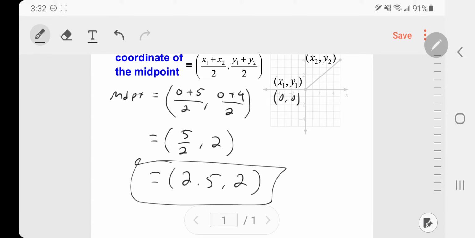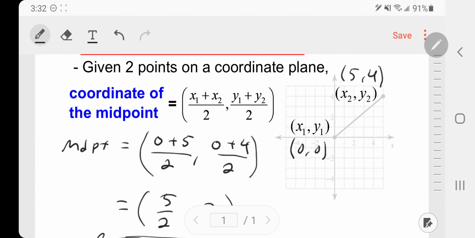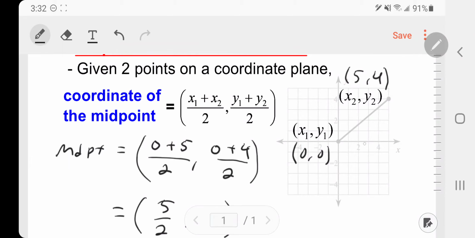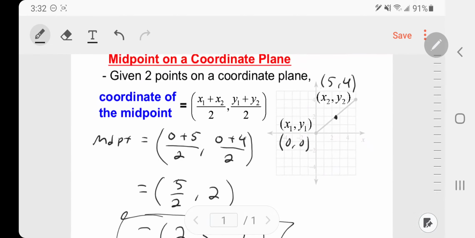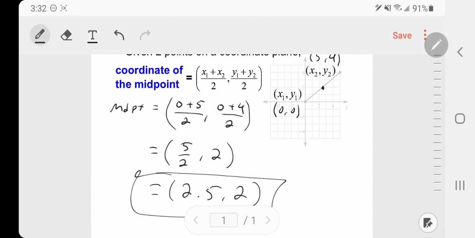So 2.5, 2. And if you look at it, sure enough, if we were to graph 2.5, 2, there it is right there. And that looks to be exactly what our midpoint would be. All right, you can kind of eyeball it there and see that the point 2.5, 2 is indeed our midpoint.